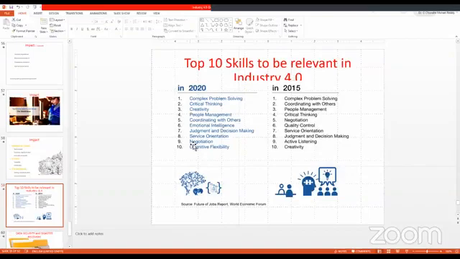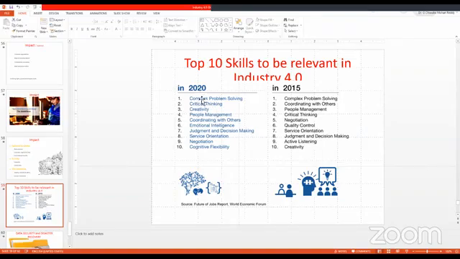Top 10 skills to be relevant. Of course, in 2015, these were relevant: problem solving, coordinating with others, people management, critical thinking, negotiation, quality control, service orientation, judgment and decision making, active listening and creativity. In 2020, complex problems.